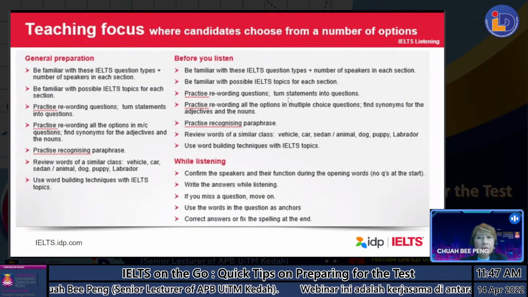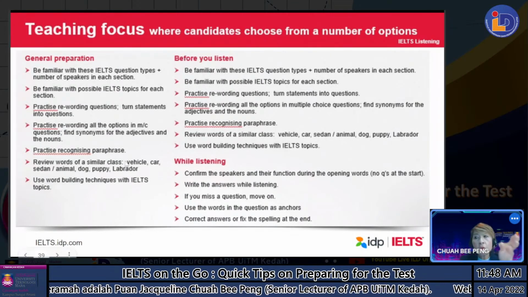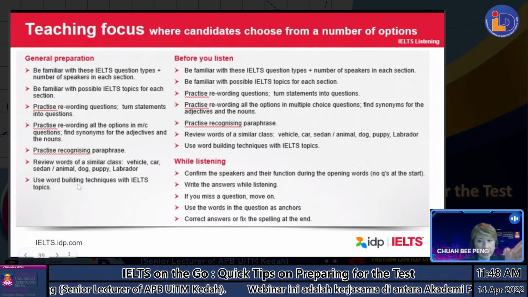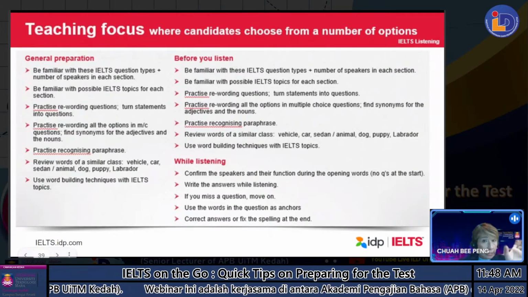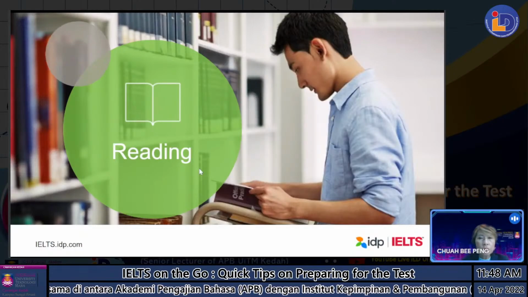Right? And before you listen, what you should do is be familiar with the number of speakers in each section so that you don't get mixed up. But I think most importantly, before you listen, you need to read the questions and mark the keywords. And while listening, you just need to really work on the skills of capturing the information from whatever you have read from the questions, and also to look out for the stresses, the intonation, the linkers. All right. So that's for listening.